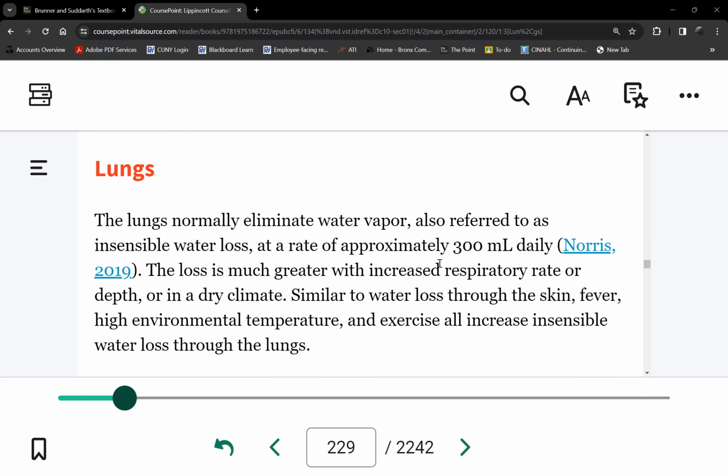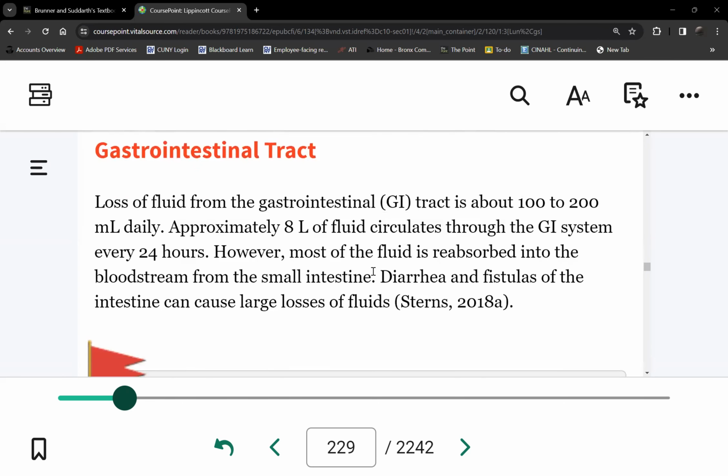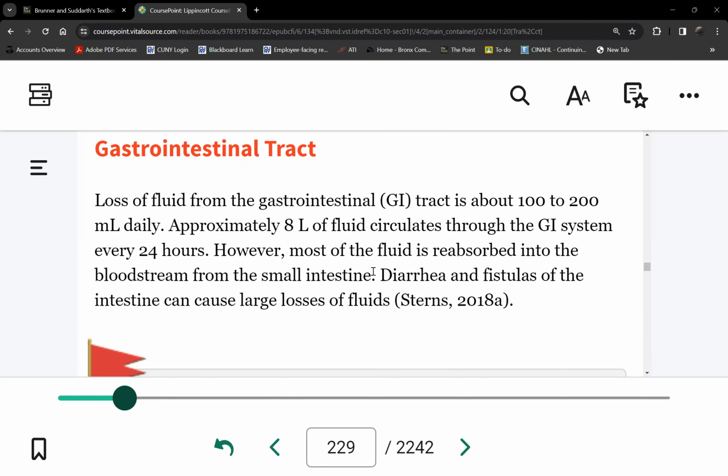The best example here is the Titanic scene, in the cargo, with Jack and Rose in the car. They fogged up all the windows, right? So that's where, you know, lungs, you lose a lot. So look at that, 300 ml per day. And GI tract, of course, depending on the consistency of your feces.